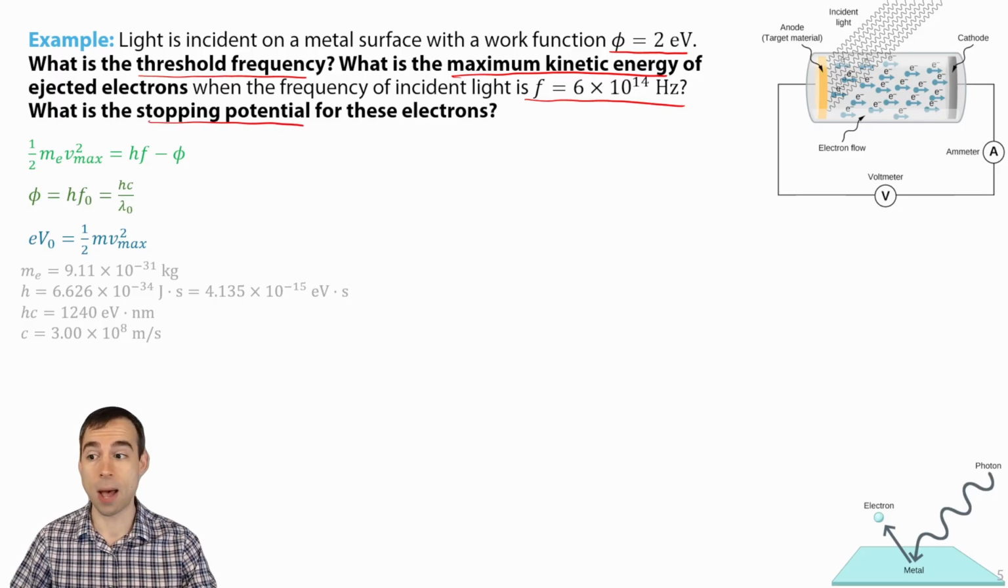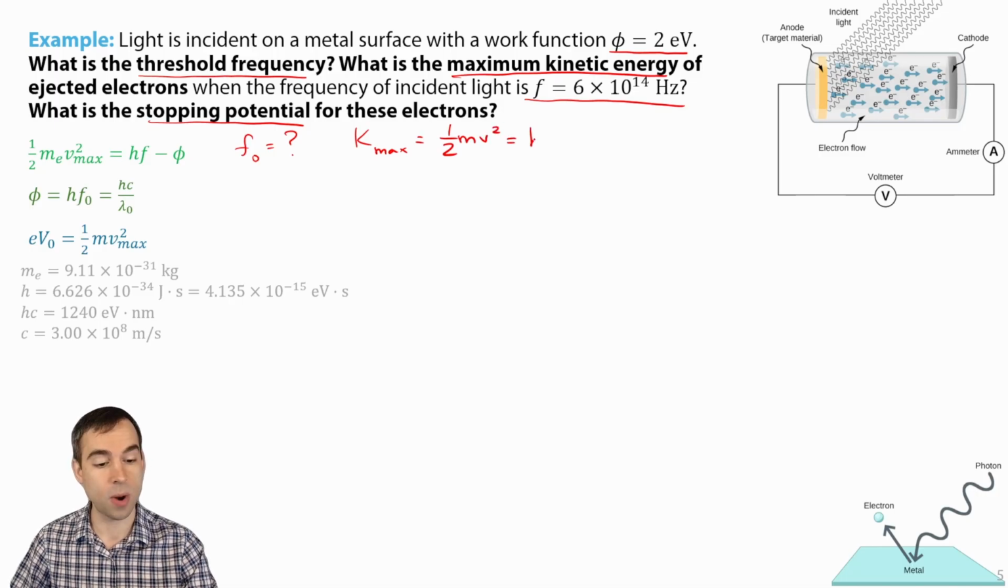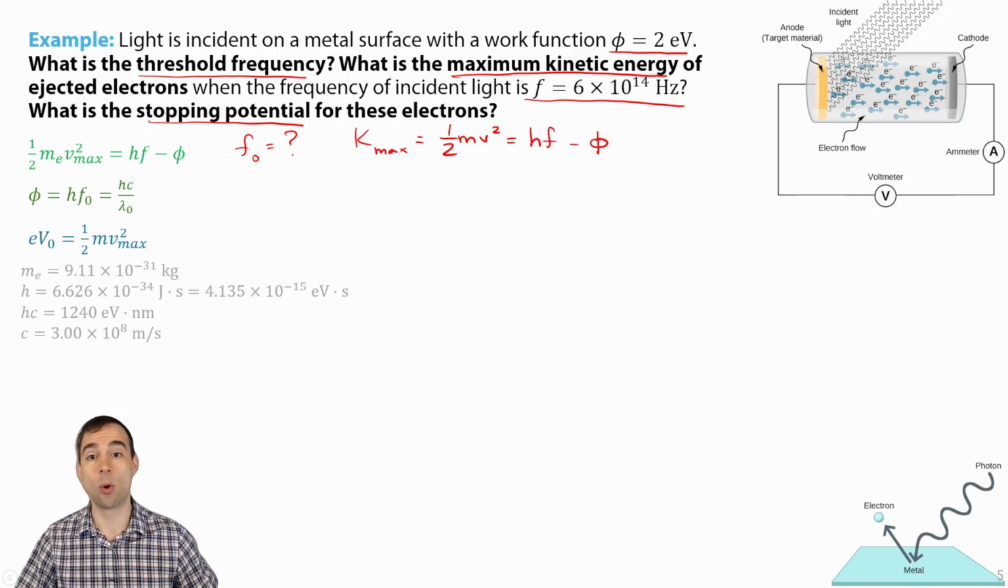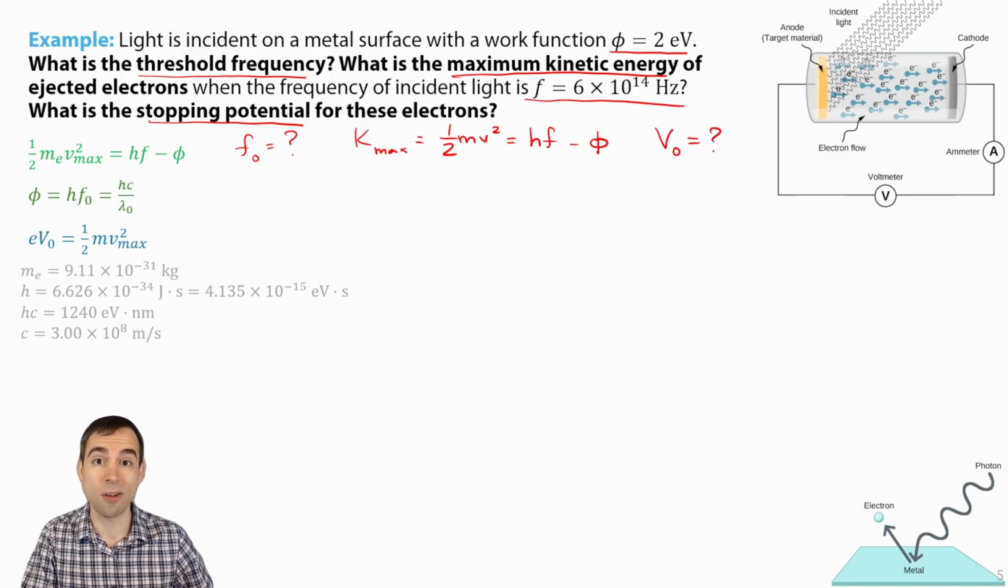So let's go from the top. To calculate the threshold frequency, we're going to need f0 equals question mark. To calculate the maximum kinetic energy, K max, that would be like calculating the left side of the photoelectric effect equation. So that'll involve basically calculating 1/2 mv squared. That would be the difference between the incident light frequency energy and the work function. And then lastly, we're asked to calculate the stopping potential. And so let's go ahead and try solving for some of those.